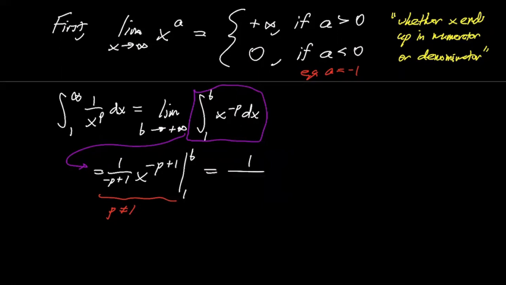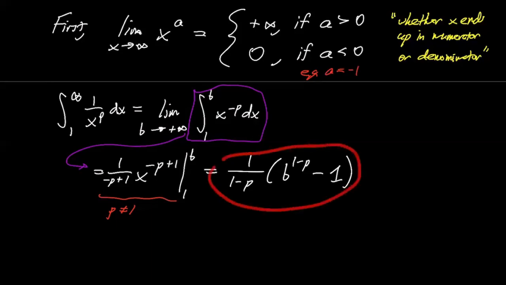By the way, I can rewrite this as 1 over 1 minus p. I think that's a little bit easier. And then we're going to plug in b and we're going to plug in 1. So it's b to the 1 minus p minus 1 to the 1 minus p, which is just 1. All right, and now we need to take the limit of this as b goes to infinity, right? And so it really comes down to this expression, the b to the 1 minus p.